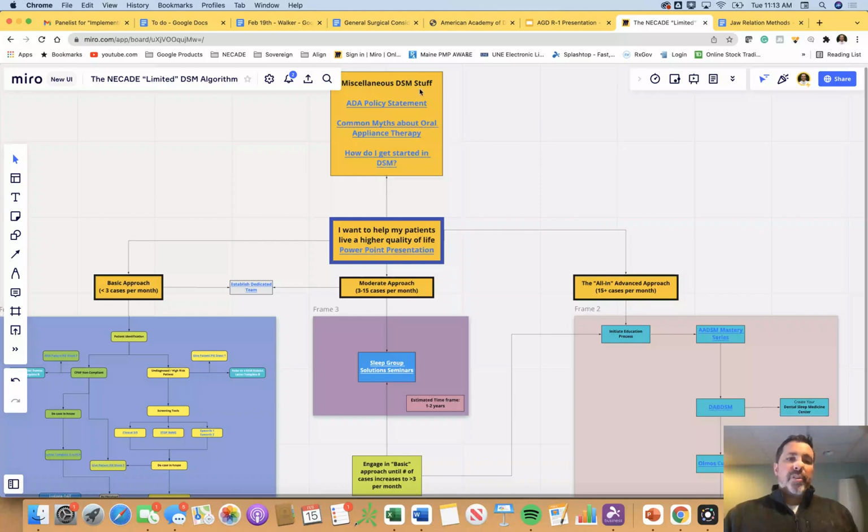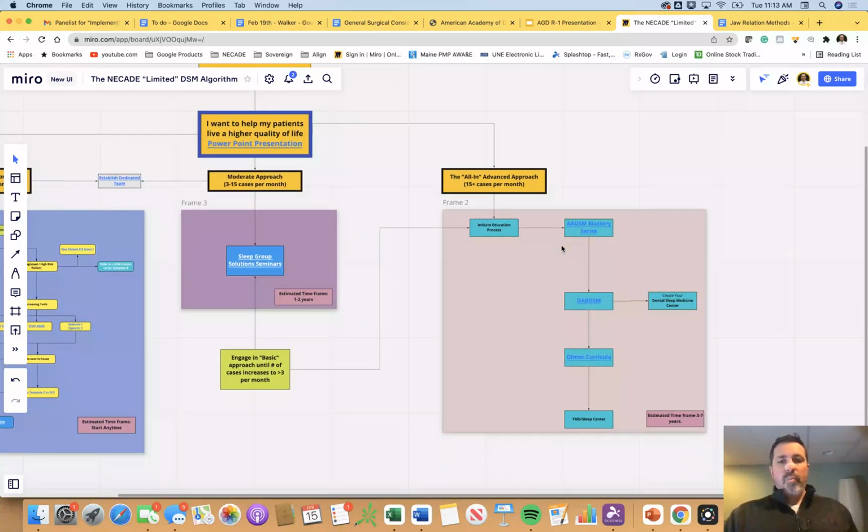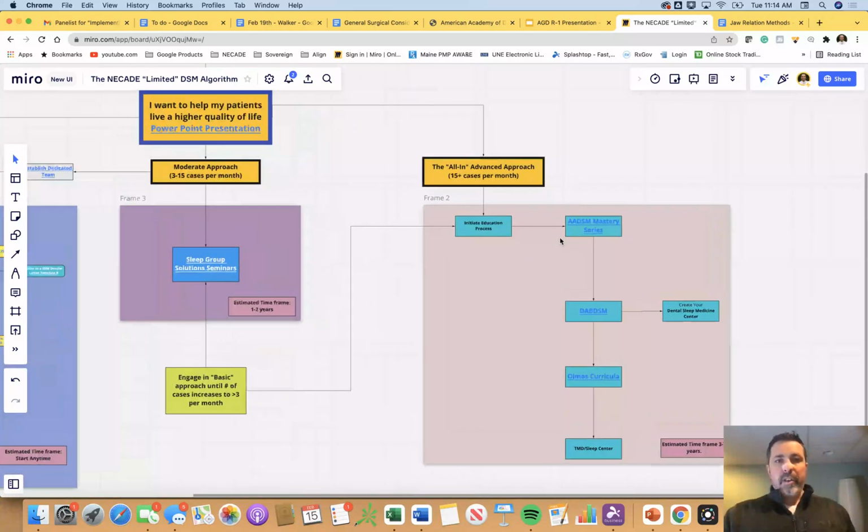We have all kinds of resources here. The ADA policy statement I talked about earlier, common myths about oral appliance therapy. How do I get started in the world of dental sleep medicine? This is a great place to start. All kinds of resources there. Then we have the basic approach, the all-in approach, and something I call the moderate approach, which we're going to spend a little bit of time talking about. Why don't we quickly go in and look at the all-in approach?